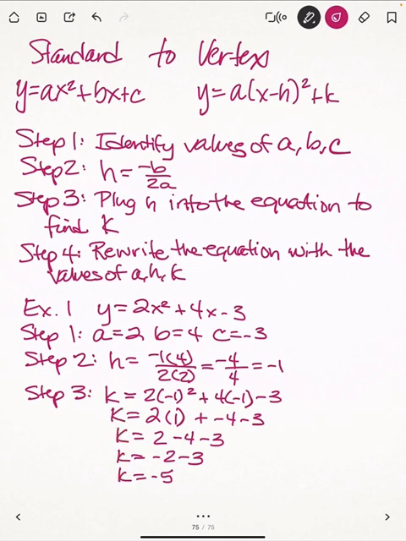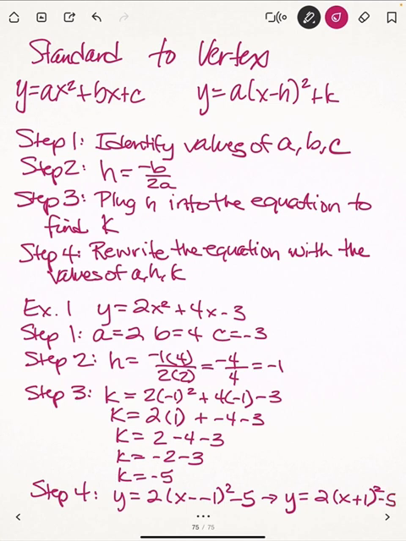So remember step 4. Step 4 was to rewrite the equation in vertex form, which is y equals our a, which we said was positive 2. Then parentheses x minus our h, which is negative 1, squared, and then minus 5, or plus k in this case. Now remember, your two negatives give you a positive, so we're going to wind up with our final equation being y equals 2 parentheses x plus 1 squared minus 5. All right, so that's our final equation for example number 1.